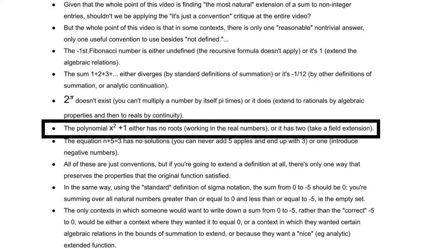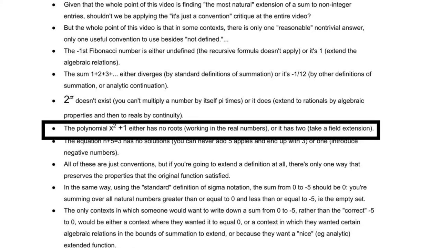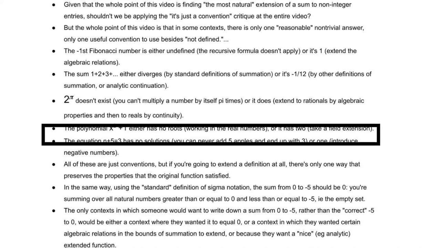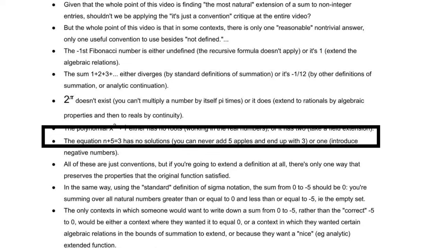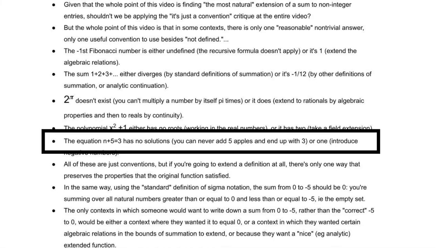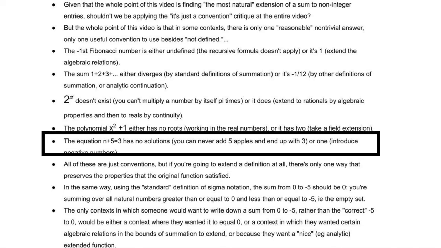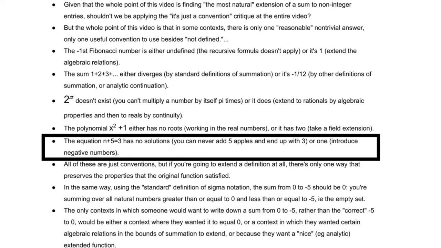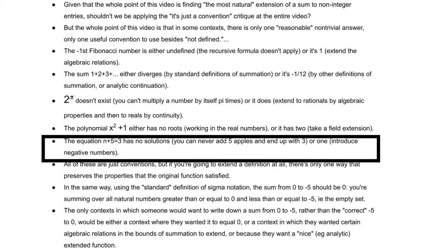The equation n + 5 = 3 has no solutions. You can never add 5 apples and end up with 3, unless you introduce negative numbers. Again, this is not a matter of using notation in a way that is inapplicable like you are proposing. The integer 5 is a different mathematical object than the natural number 5. We typically treat them as the same object, because in practice, the distinction is irrelevant, and we can tell which of the two objects the notation refers to from context without any concerns about ambiguity. But for matters of abstract algebra, which you are appealing to, it definitely matters.